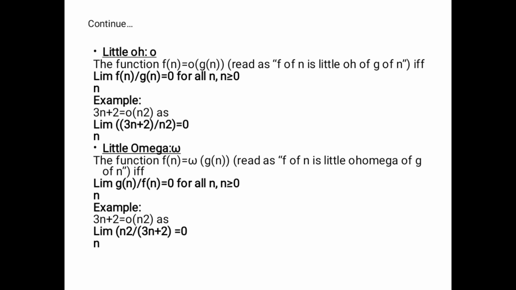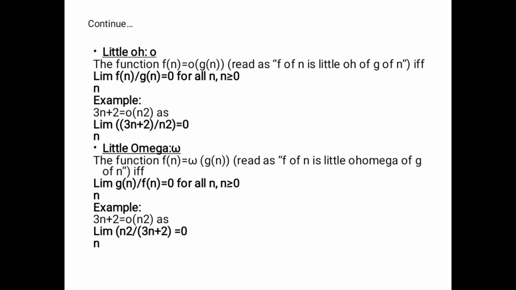Little o notation definition: the function f of n equals little o of g of n if the limit of f of n by g of n equals 0 for all n greater than or equal to 0. It means we have to take the value of the limit. Here we have taken an example to prove that f of n equals little o of g of n.